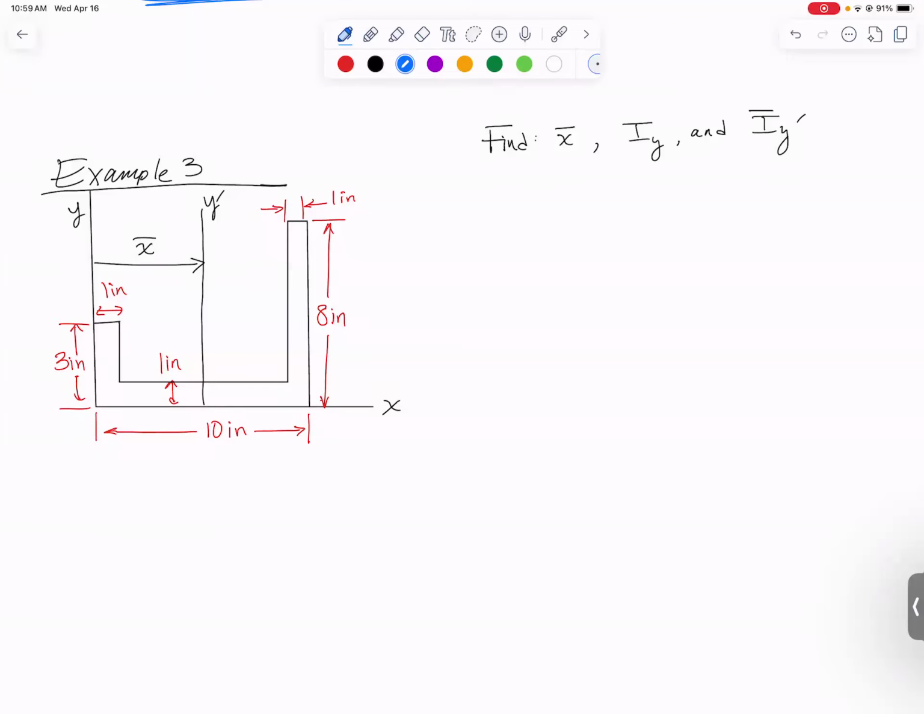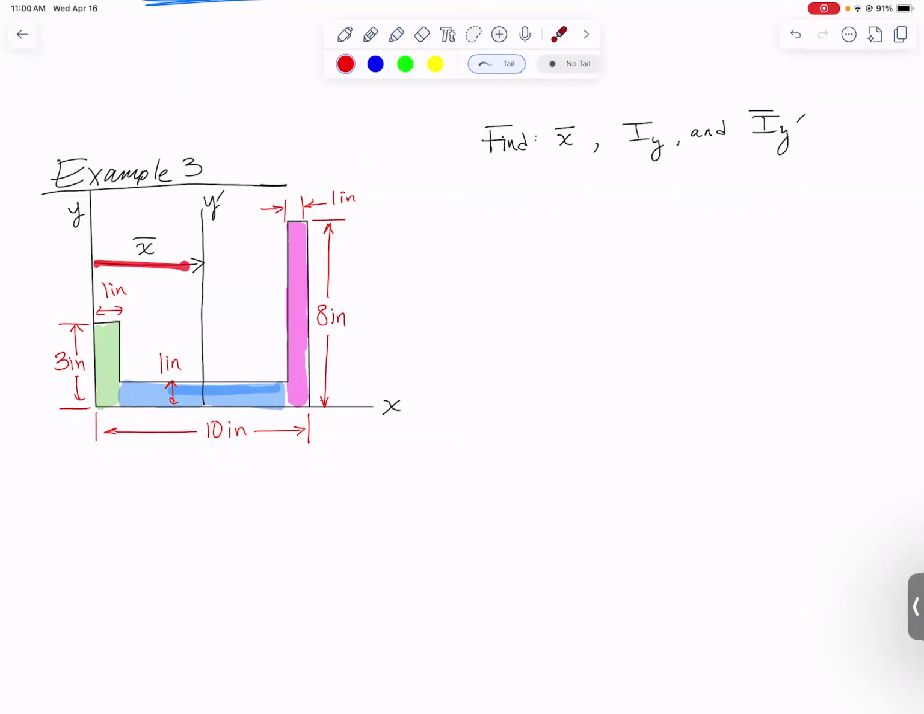We are going to need to break this shape up into rectangles. I decided to break it up into one rectangle that was 3 by 1 right here on the end. The other side, I broke up into a rectangle that was 1 by 8. And then the rectangle in the middle is actually not a 10-inch long rectangle. It's only an 8-inch long rectangle. This is not the only way to break it up, but this is how I did it. I broke it up into those 3 shapes.